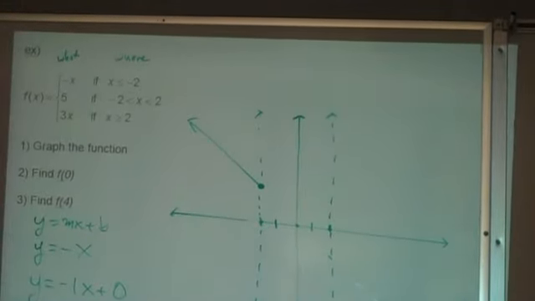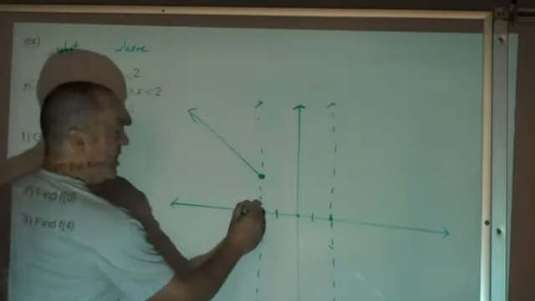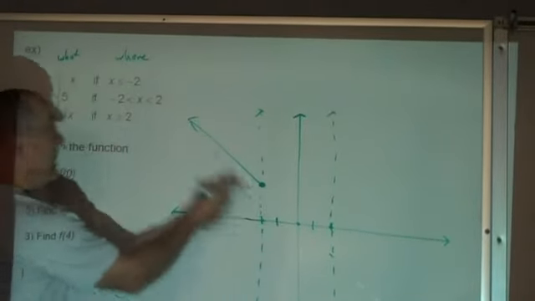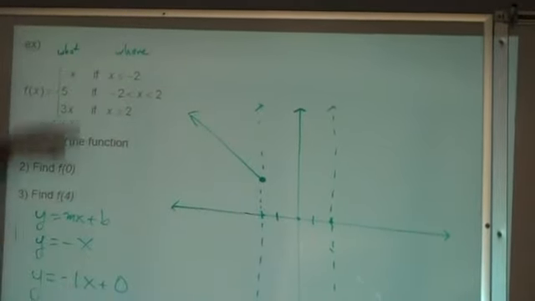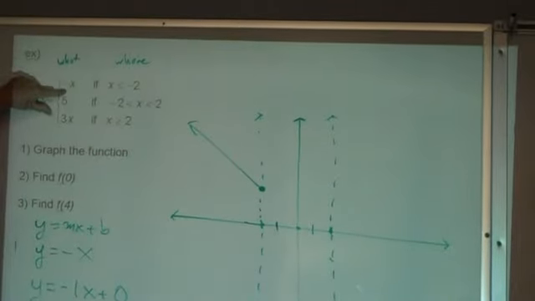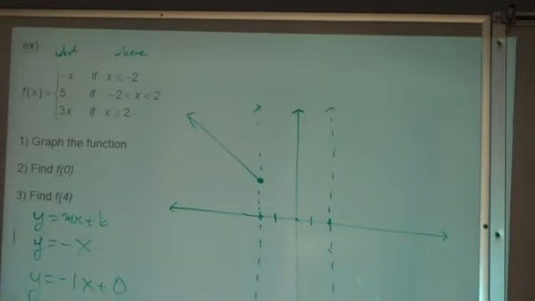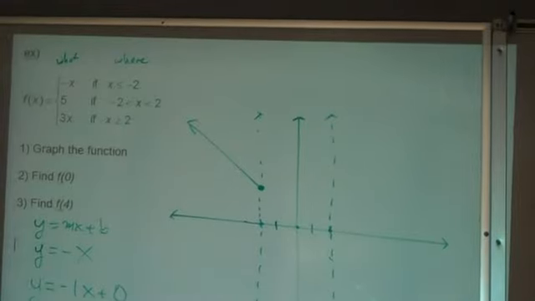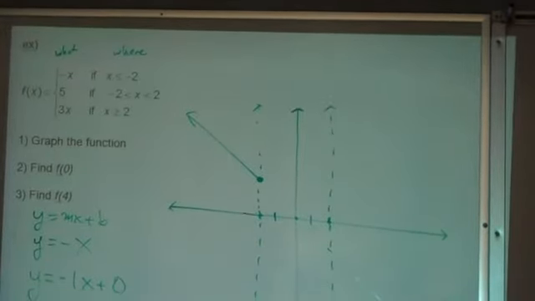I drew the line y equals negative x, and I only drew it above the points on the x-axis where x was less than negative 2. This is what I did. I graphed this line. But then why not on the other side? Well, I'm getting to that. Don't try to skip ahead.